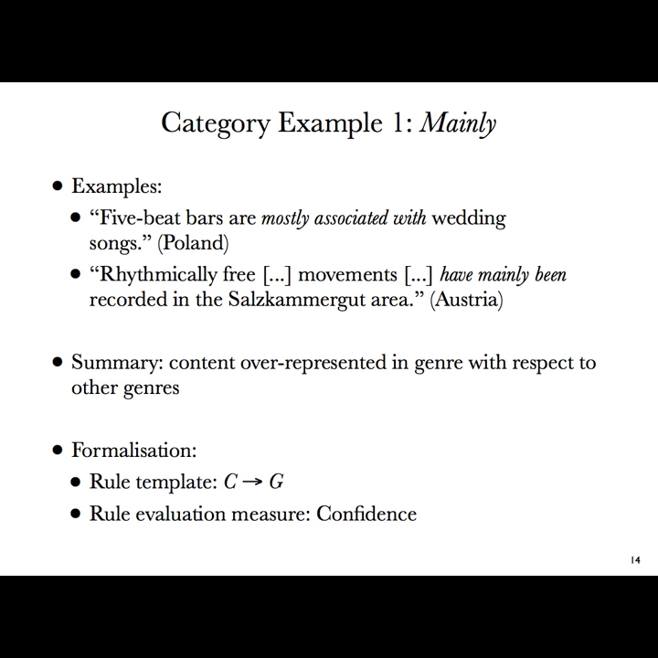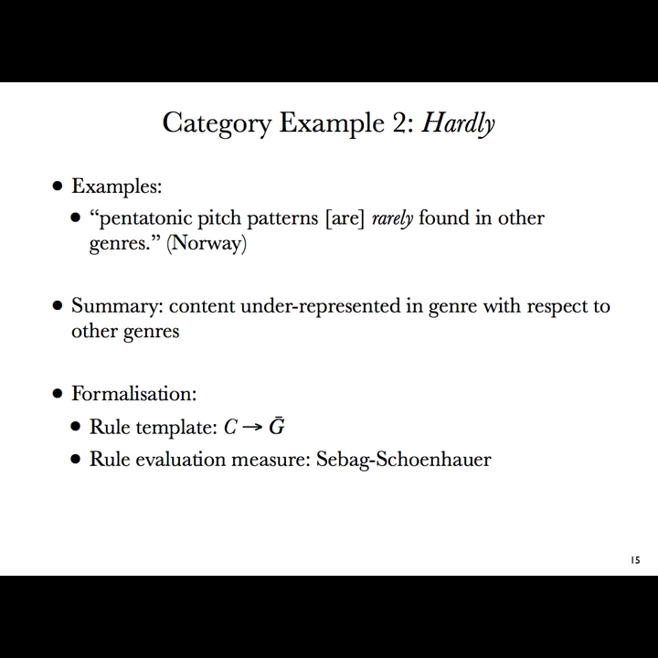And so the summary of all that collection of texts is that some kind of content is overrepresented in that genre with respect to other genres. And we formalise that by saying there's a link from content to genre, and the way we're going to measure that is through this confidence measure, and so on. And so we can come up with these for all these different things. So we can say, pentatonic pitch patterns are rarely found in other genres, and so we can talk about things that aren't found. It's as interesting sometimes to know that something's absent or nearly absent as it is to know that it's present. And there's a measure that's particularly good at capturing that notion of absence.